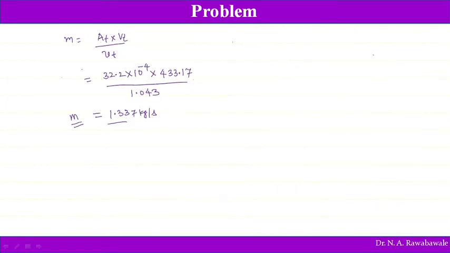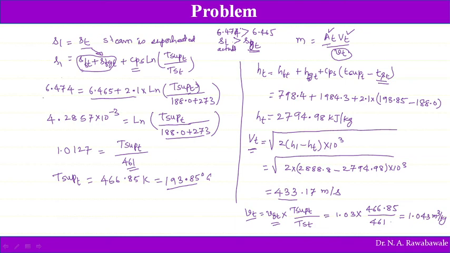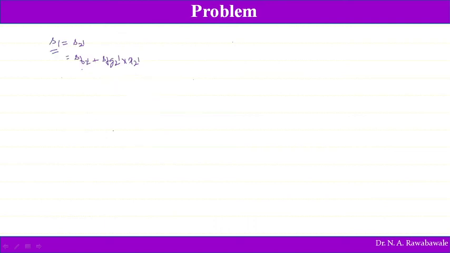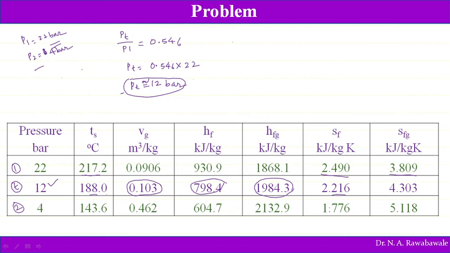But to find this, we have to use the entropy at point 1 equal to the entropy at point 2 dash. Entropy at point 1 is known. So at point 2 dash, the steam is wet, so s1 is equal to Sf2 dash plus Sfg2 dash into x2 dash. S1, the entropy at point 1, which we have calculated, is 6.474. So 6.474 is equal to Sf2 dash plus Sfg2 dash into x2 dash. At point 2 dash, the pressure is given, and at this pressure we can find Sf2 dash, that is 1.776.